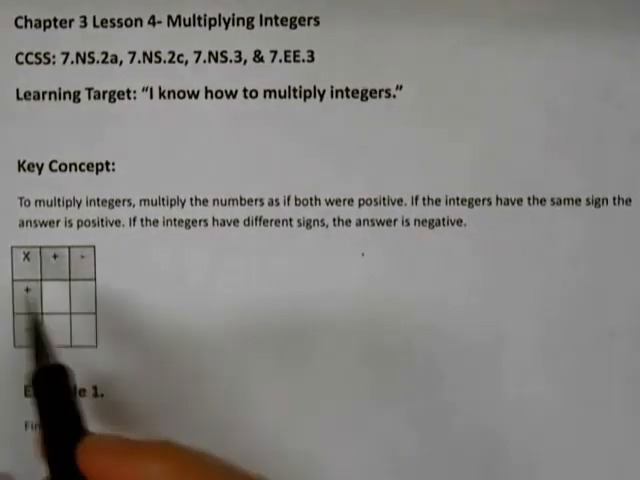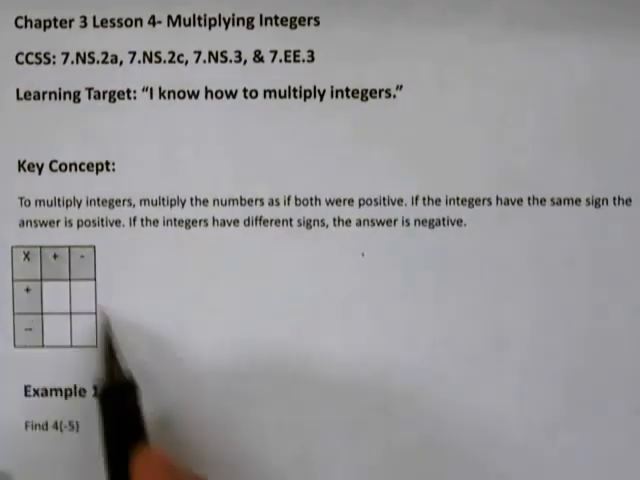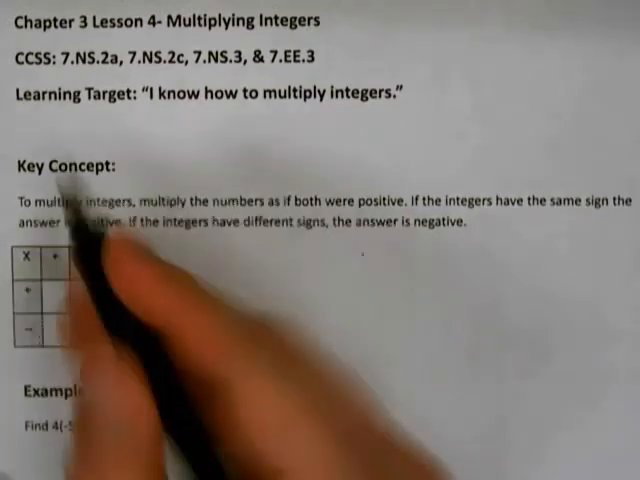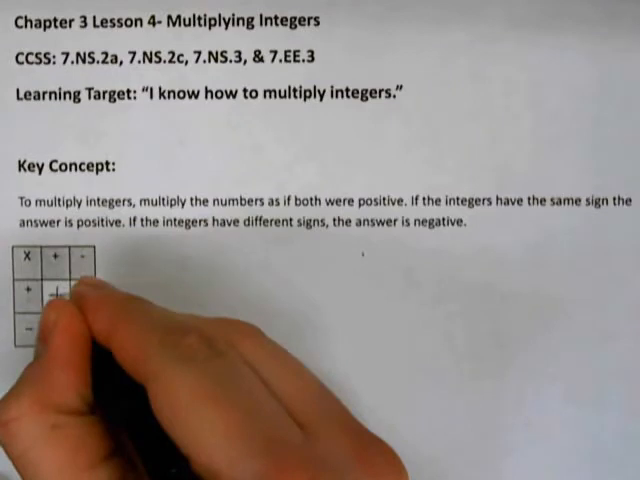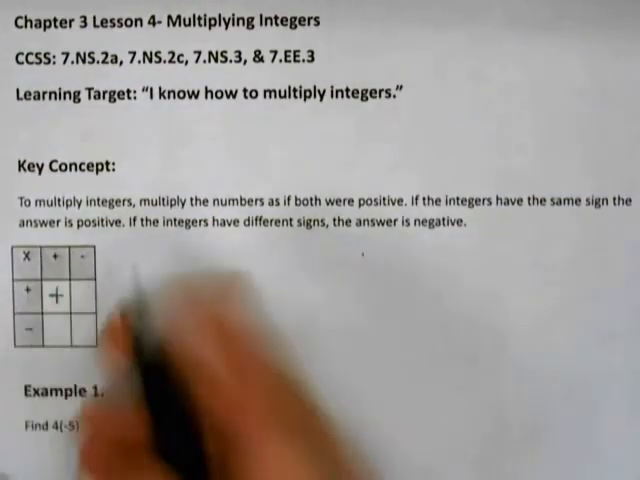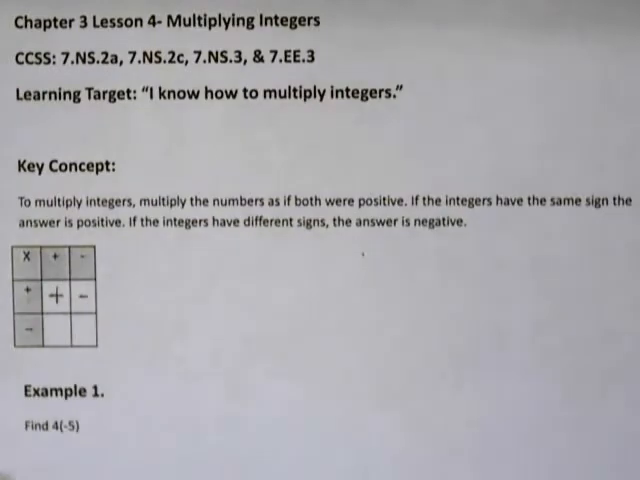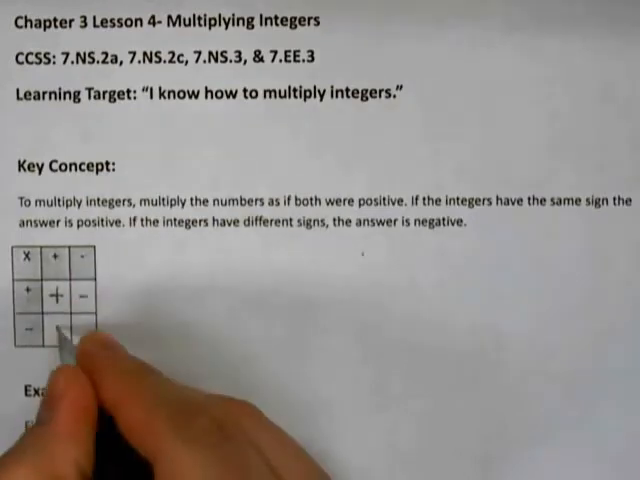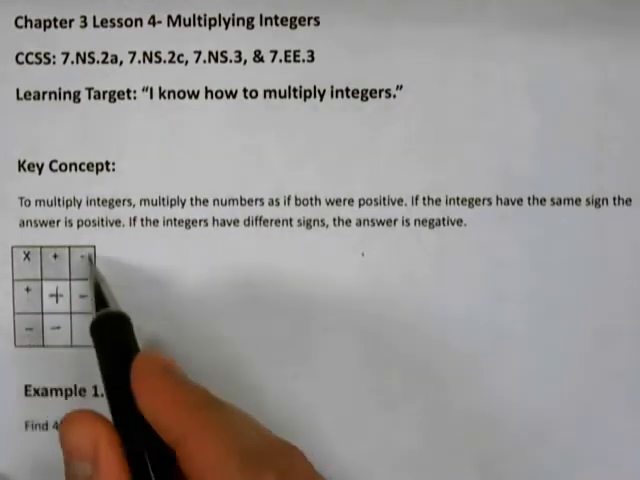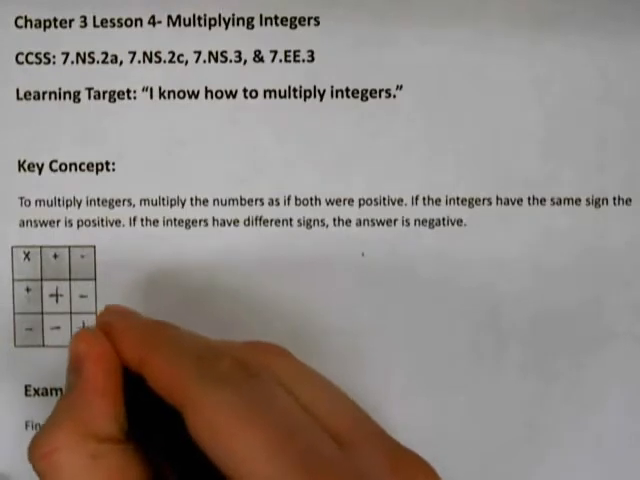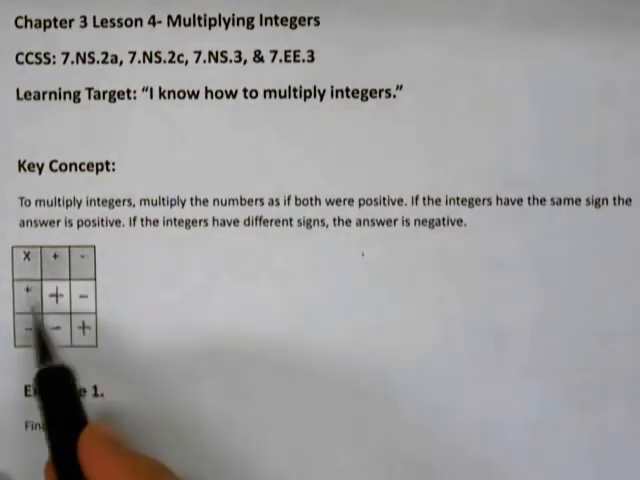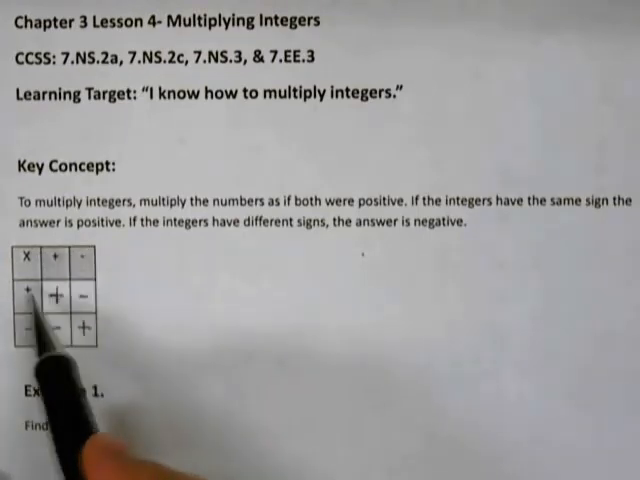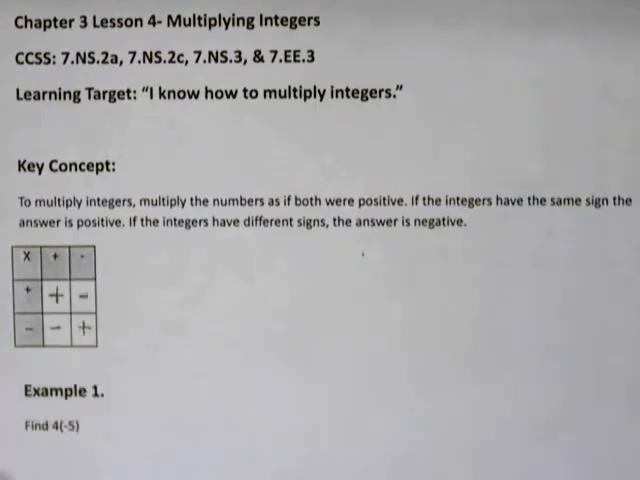Essentially, this whole table represents a multiplication. If we have a positive times a positive, our answer is going to be positive. If we have a positive times a negative, our answer will be negative. There's only one negative, they have different signs, so our answer is going to be negative. Again, a negative times a positive is going to be negative. And a negative times a negative, the answer will be positive. So if they have the same sign, the answer is positive. If they have different signs, meaning positive and negative, the answer will be negative.